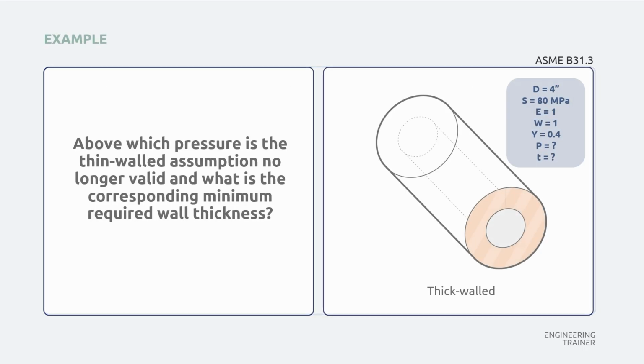So let's have a look at the answers to the questions at the start of this example. The minimum required wall thickness is 19 millimeters. Below this thickness, the thin-walled relations can be used. Above this thickness, the thin-walled relations are not valid anymore, and additional considerations are required, which could result in the use of the thick-walled relations as specified in Chapter 9. The corresponding pressure at which the thin-walled assumption is no longer valid is 31 megapascals.